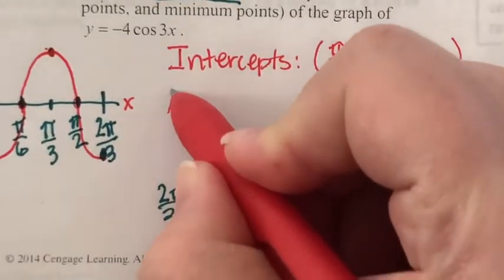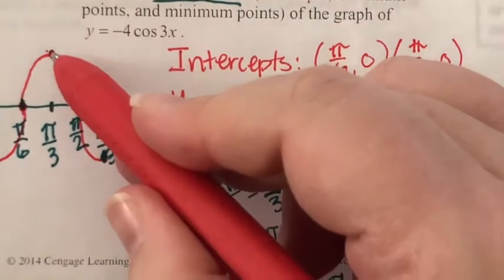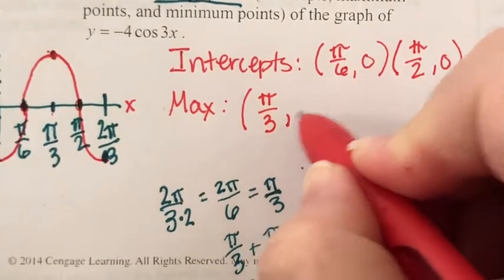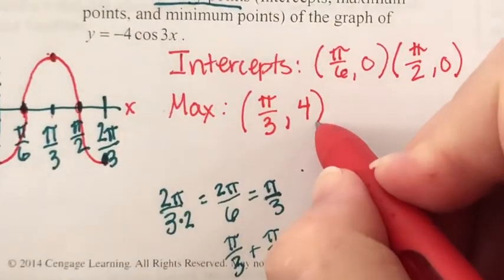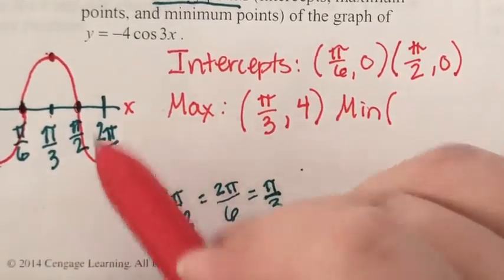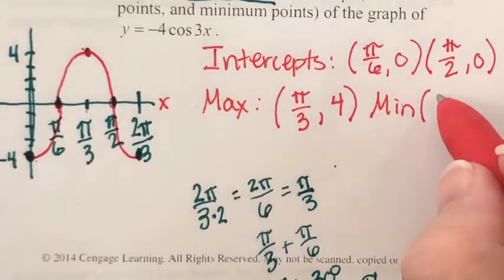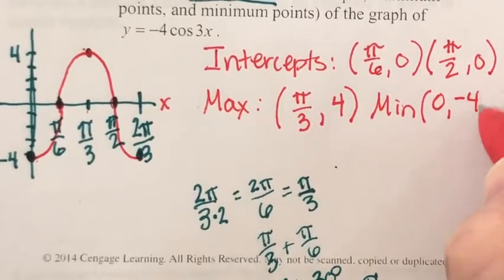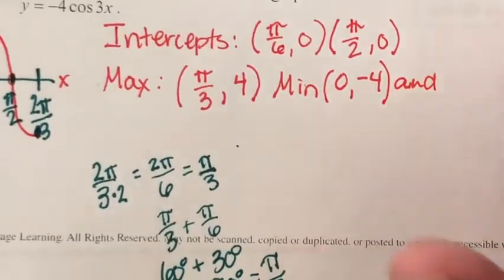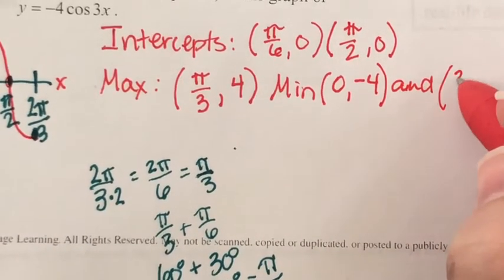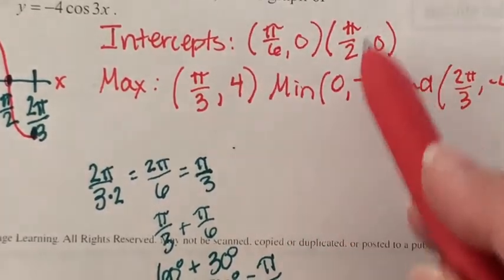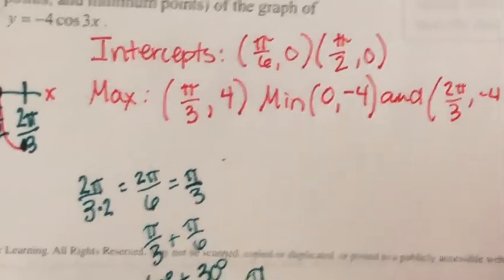Then we have our max. On this one it is that point right there. So that point is at pi thirds, comma 4, because that's our y there. Our min, we have 2 of them. 1 right there and 1 right there. So our x there would be 0, negative 4, and then the other point right there, 2 pi thirds, negative 4. So we have our 5 points, 1, 2, 3, 4, 5. Good.